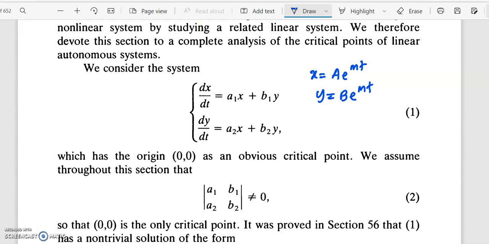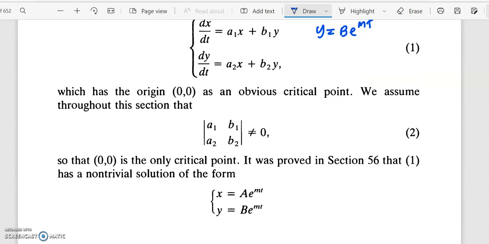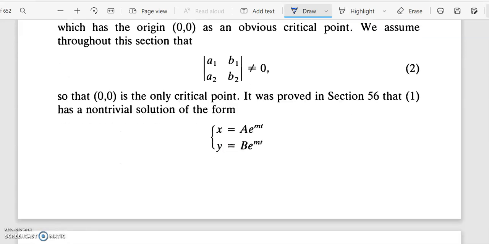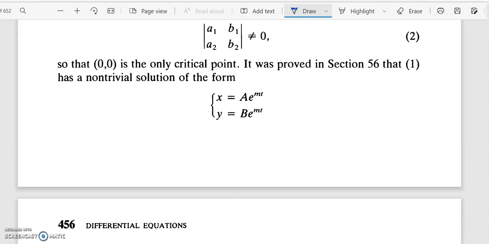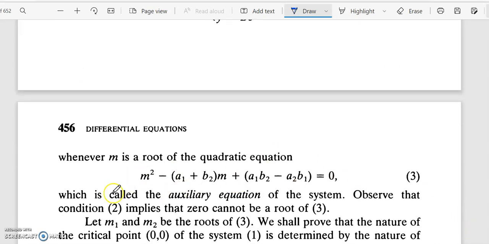So we'll be taking this kind of linear autonomous system. The only critical point will be 0, 0. So we'll analyze what is the nature of the critical point 0, 0. Now let us start with the solution of the form x equal to a e raised to mt and y equal to b e raised to mt. Upon substituting this into the linear system, we got the auxiliary equation in this form.